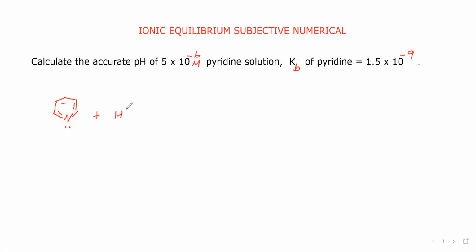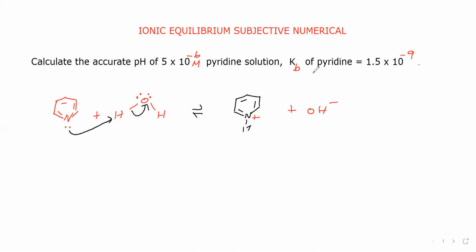Let us dissolve this in water. Pyridine acts as a base because Kb is given. So nitrogen donates its lone pair to this hydrogen, and this bond pair shifts to oxygen. So we are getting pyridinium ion. Here nitrogen has a positive charge, and OH minus will be formed. So on dissolving pyridine in water, the resultant solution has OH minus, therefore it is a basic solution.